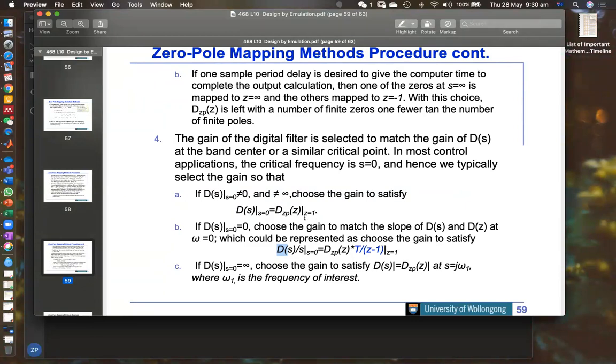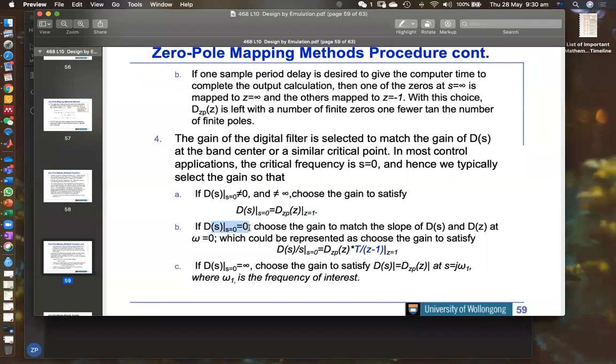s equal to 0 corresponds to z equal to 1. So basically, at s equal to 0, you get z minus 1 to divide by. So you cancel out a 0. So you're not matching the gain anymore. You're matching the change of the gain. Okay, so that's one case.